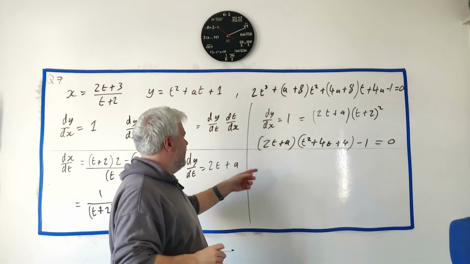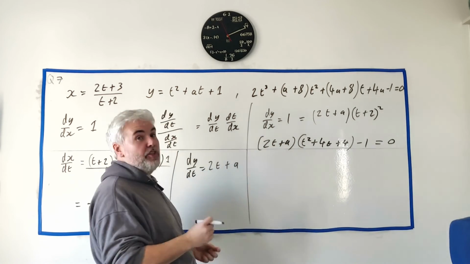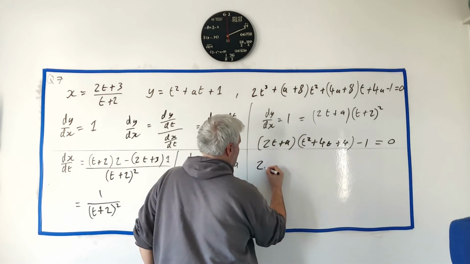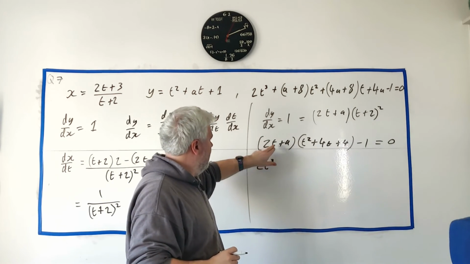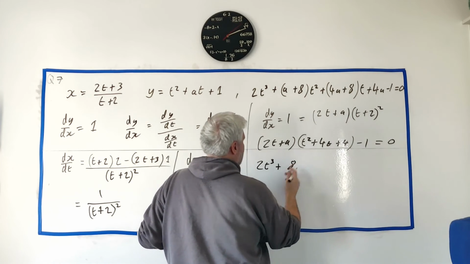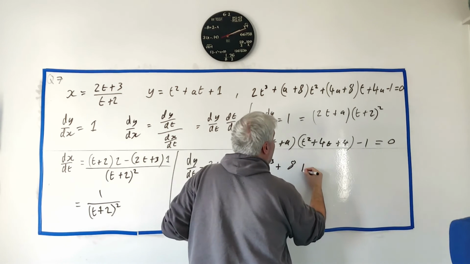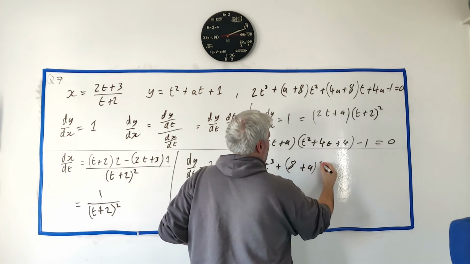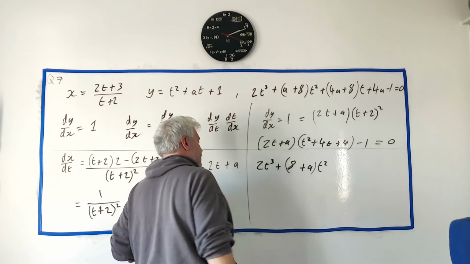Alright, how many t cubed do we get? 2t times t squared, we get 2t cubed. How many t squared? A t by this t, we get 8 of them. A by t squared, we get a of them, 8 plus a, t squared. I wrote them the wrong way around, but that's the same.